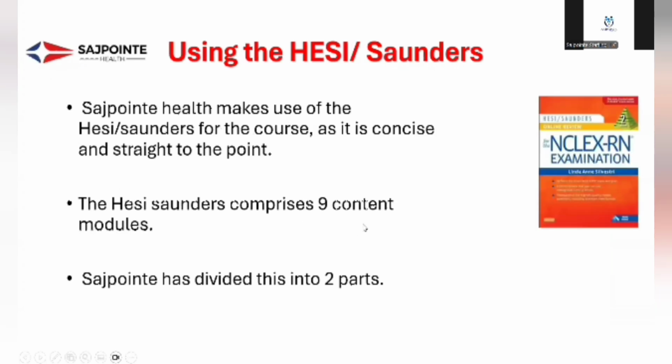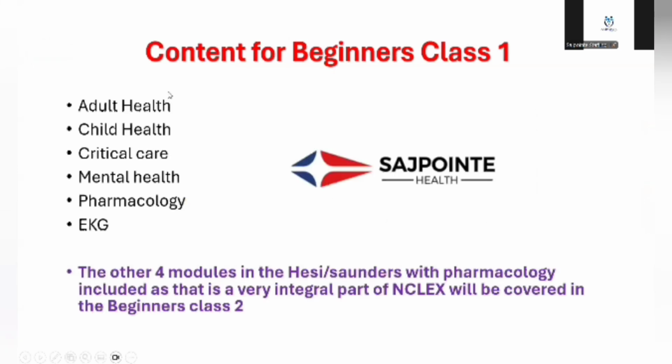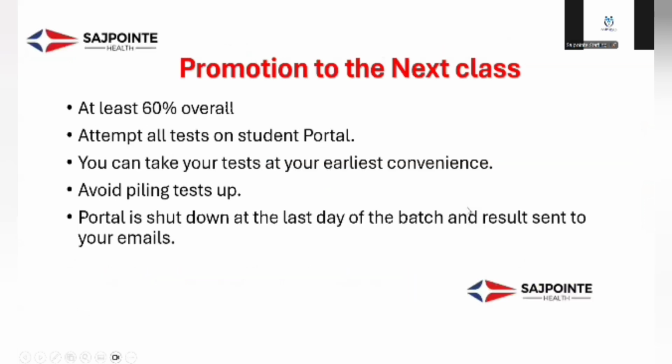We utilize the HESI standards, as I said, because it's very straight to the point and concise. It has 9 modules, which we've divided into two, one for beginners class one and another for beginners class two. For beginners class one, this is what we're going to be covering: adult health, child health, critical care, and all that. The EKG is a bonus class for you. We'll talk about how we're going to be doing the EKG class and also the pharmacology, which is also a bonus. To be promoted to the next class, you have to have 60% overall and have attempted all the tests for that class batch.